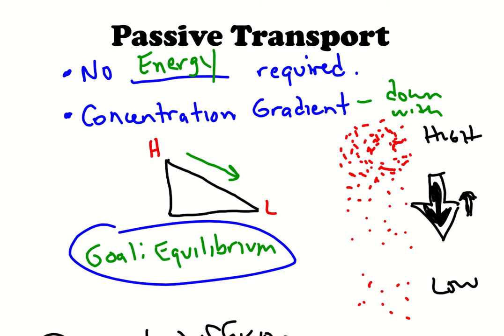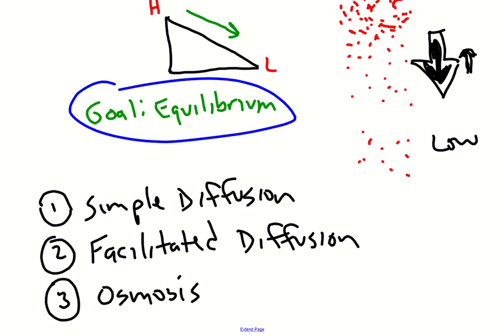Now we have three types of passive transport. We have simple diffusion, facilitated diffusion, which is essentially simple diffusion but with a helper, and then osmosis, which is focusing on diffusion of just water. And we'll break each one down individually.